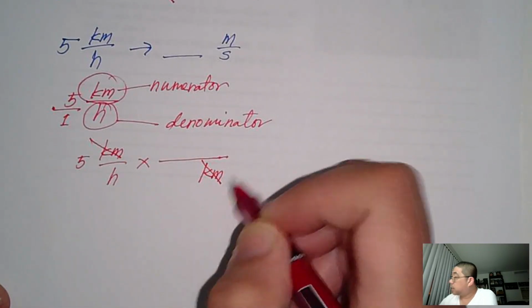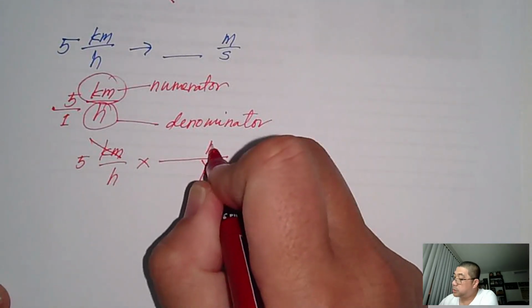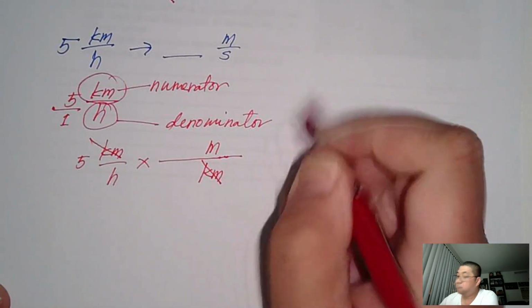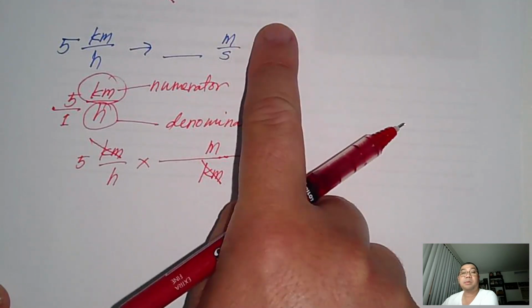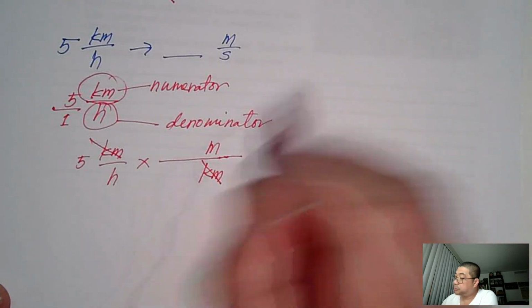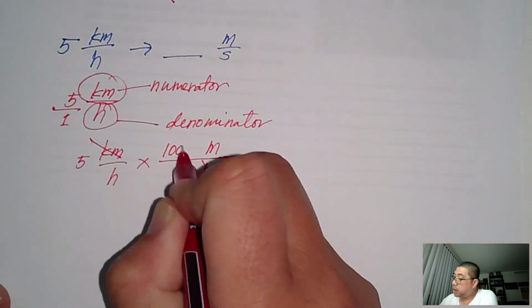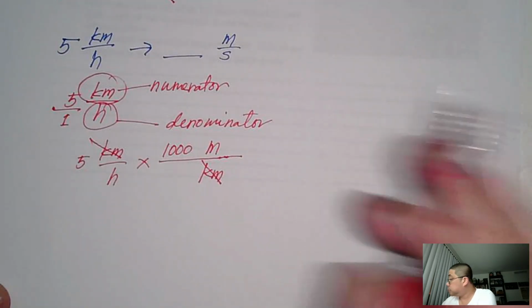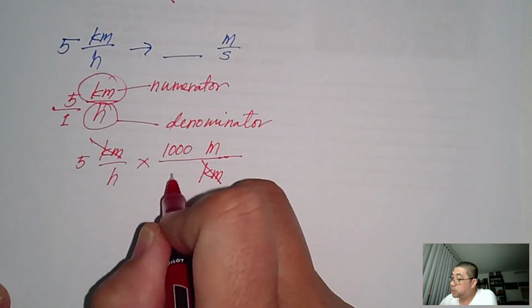So your kilometer cancels out, and we want to change it to a base unit of meters. That's meters. Okay, what is the conversion factor? There are 1,000 meters according to the table in page 3, 1,000 meters to 1 kilometer.